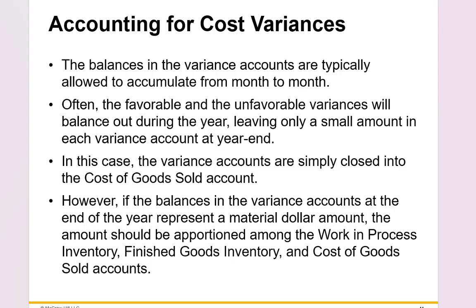The balance in the variance account is typically allowed to accumulate from month to month, but then at the end of the period, we're going to close those out to cost of goods sold, and we'll charge that to this period. However, if the balance in the variance account represents a material amount, we're going to do it immediately and charge it to work in process, finished goods, as well as cost of goods sold. So it depends on how big they are, how material they are in general. So we can see what that looks like.